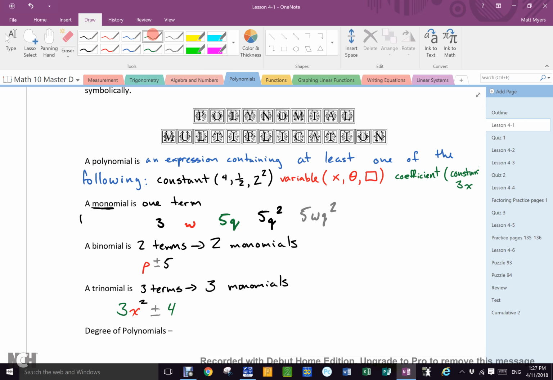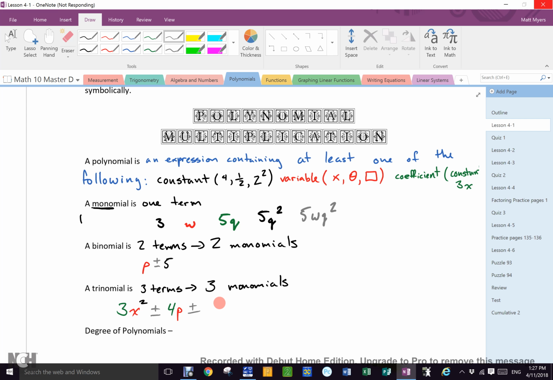Let's give it a different variable, P, plus or minus a constant, let's call it 17. And that would be a trinomial. Is everybody cool with that?